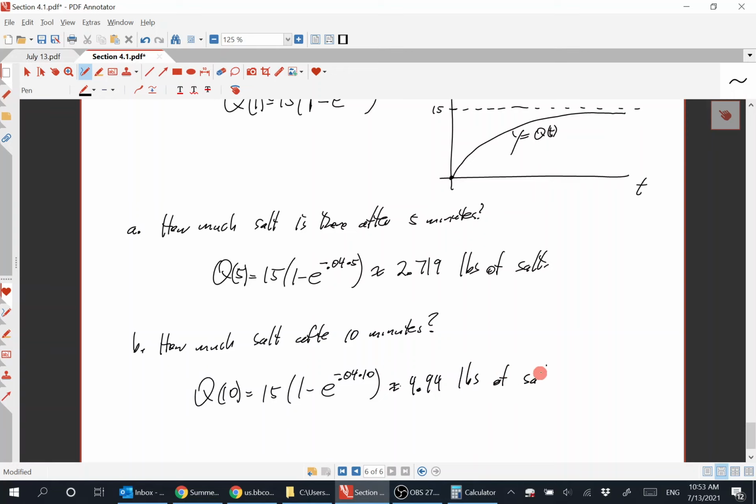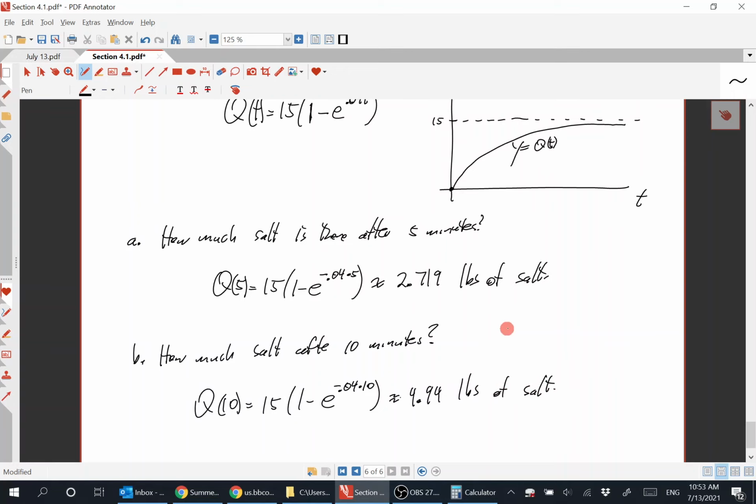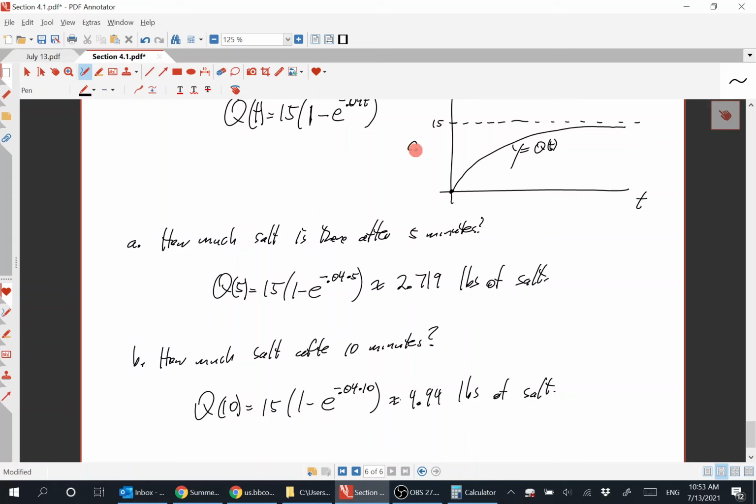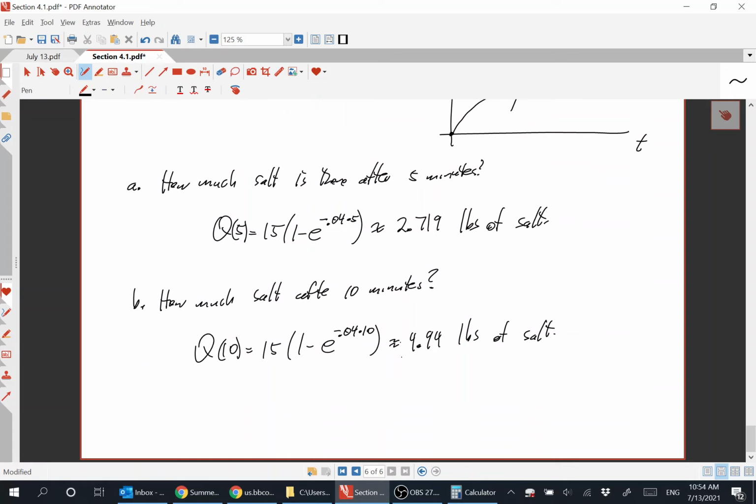pounds of salt. But, in part C, they ask you to draw the graph, and it looks like this. And as I was saying, after so much time, it should approach 15 pounds, but not after 10 minutes, apparently. 10 minutes isn't quite enough. Let's see, how about 100 minutes? After 2 hours.